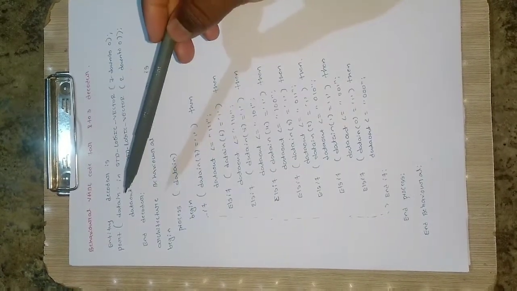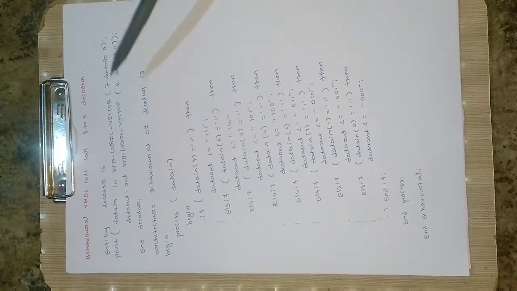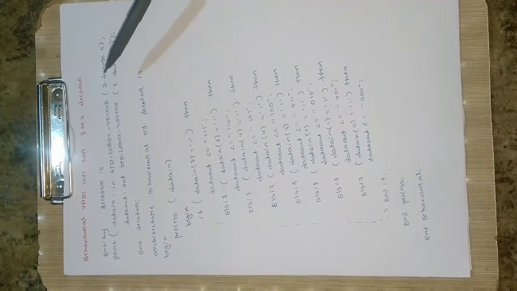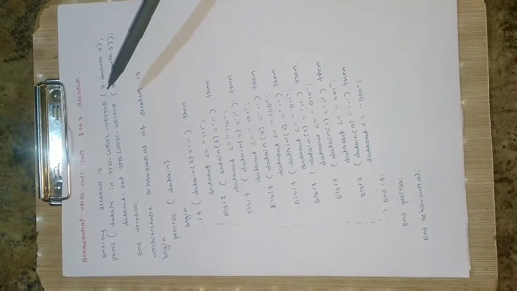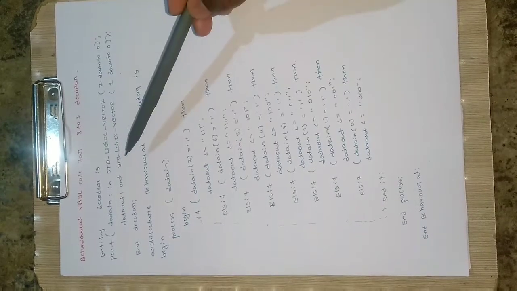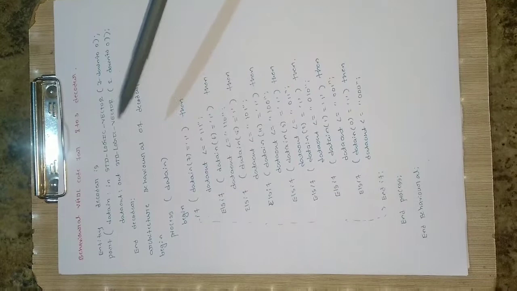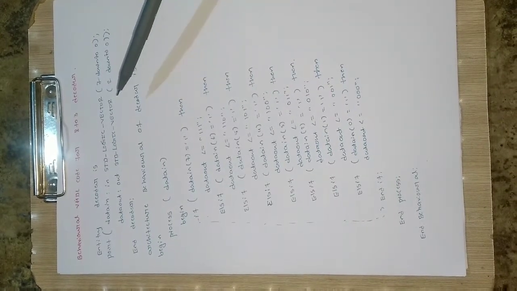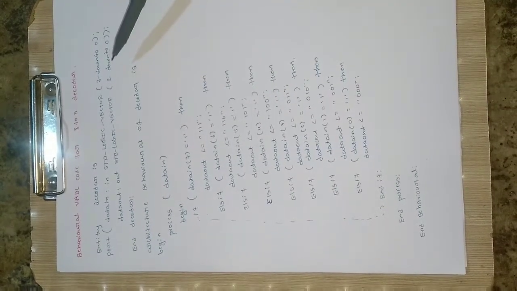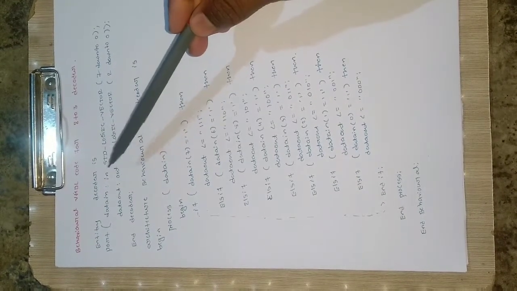Port data_in is the input port, in std_logic_vector 7 down to 0. As it is an 8 to 3 decoder, it will have 8 inputs and 3 outputs. So I have taken 8 inputs here, and these are the 3 outputs, data_out, and they are all std_logic_vector 2 down to 0, that means 3 bits are there. And this entity is ended here.